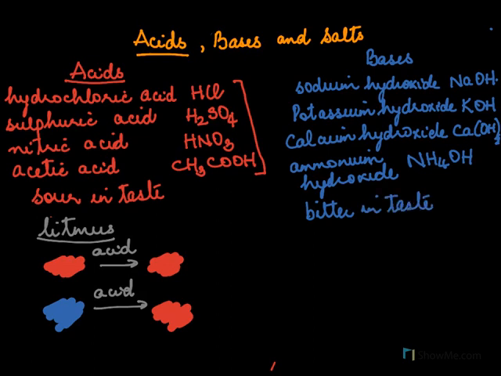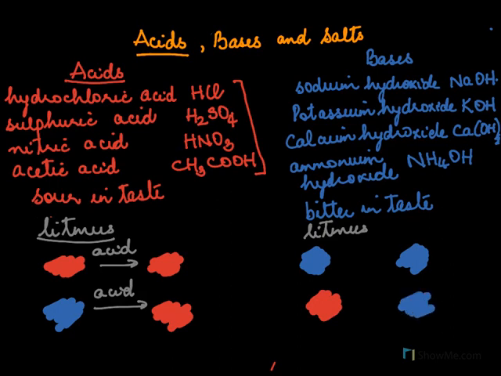What do they do to litmus? Here with the bases, the blue litmus remains blue. However, the red litmus turns blue. This is what bases do. A blue litmus will remain blue in the presence of a base, but a red litmus will turn blue in the presence of the base. We will learn in the next slide what litmus is and how it helps us to identify an acid or a base.